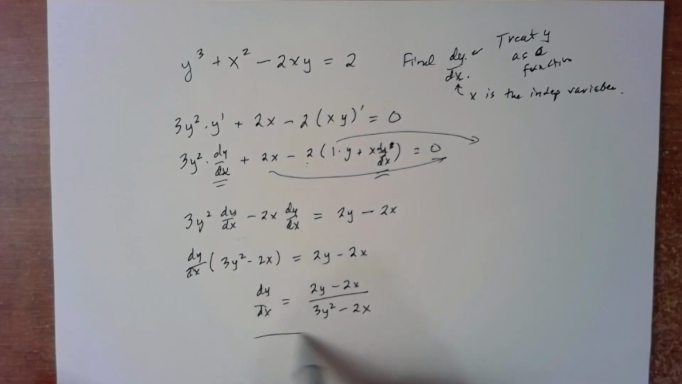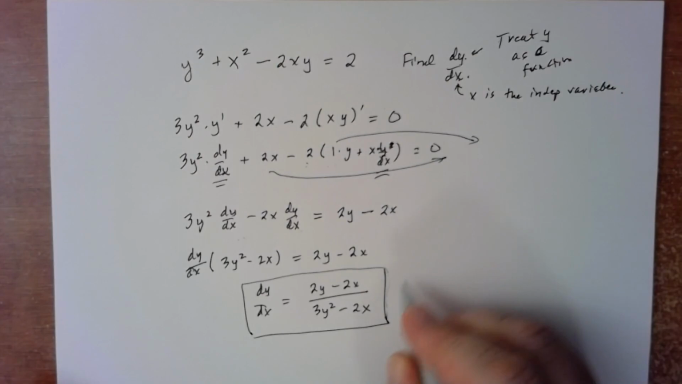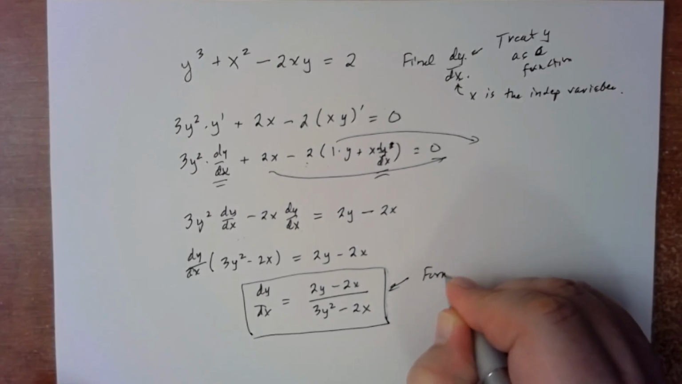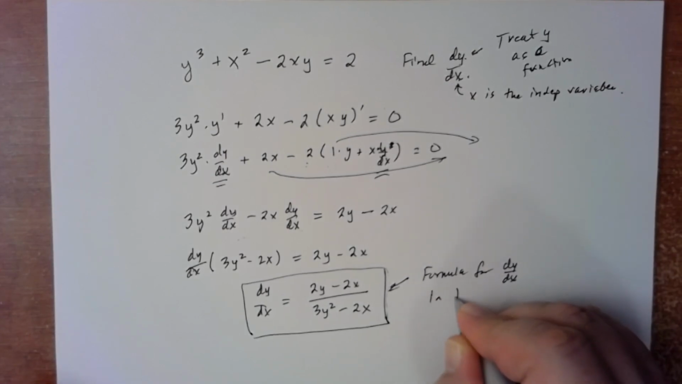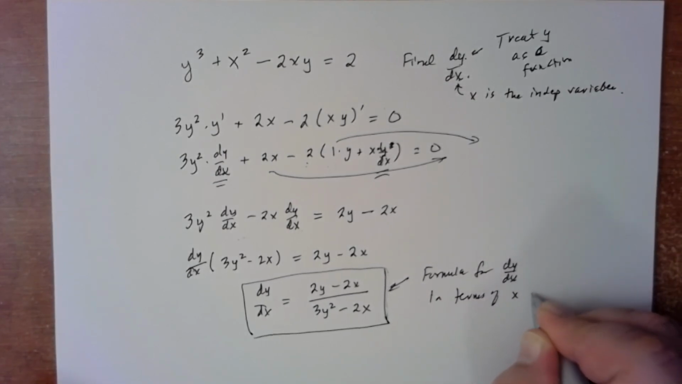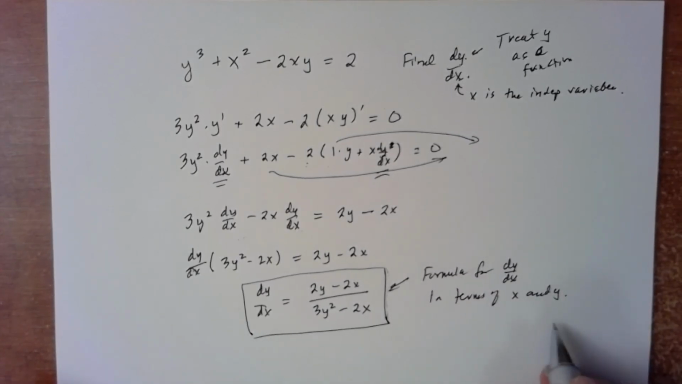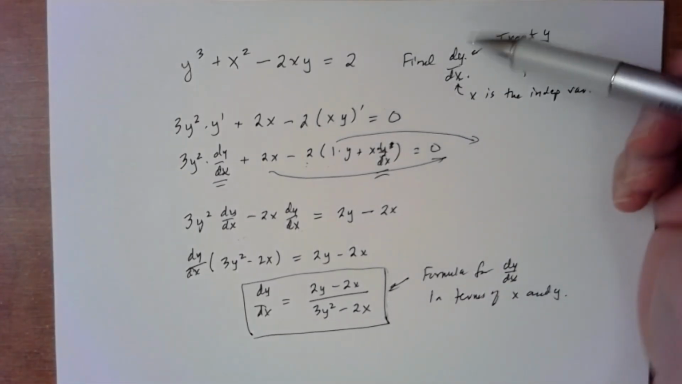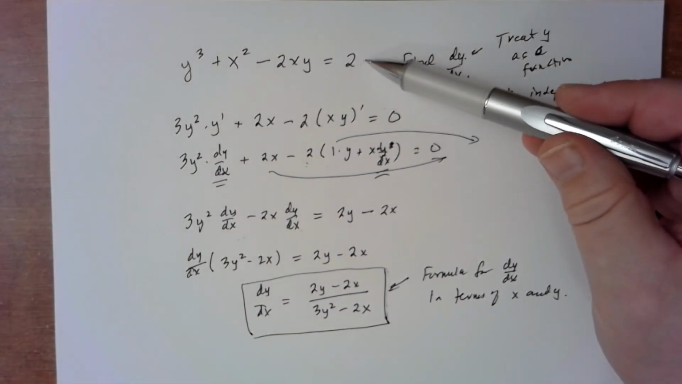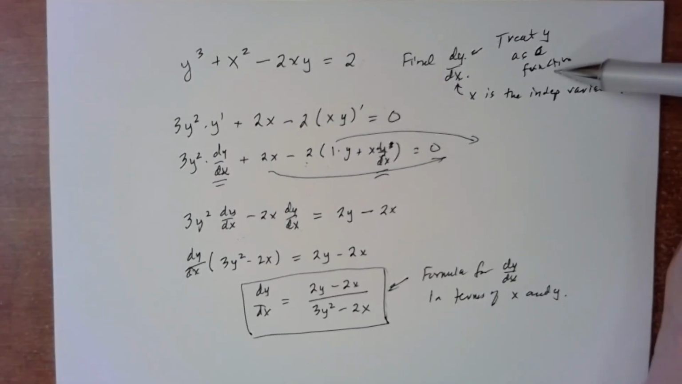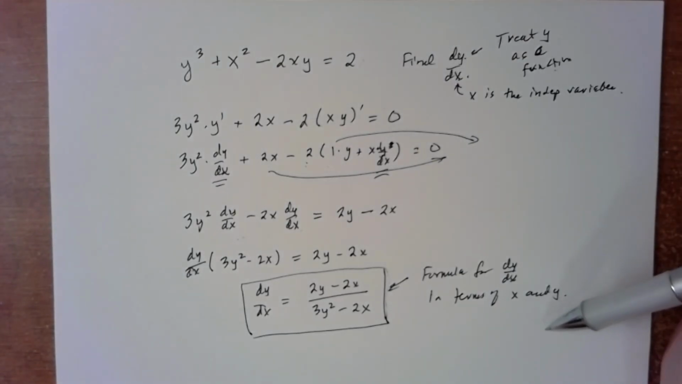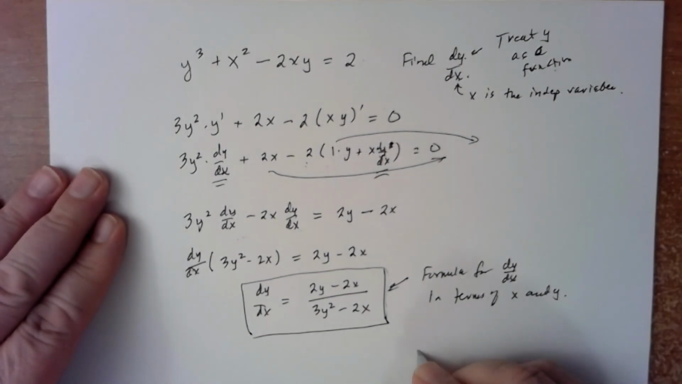Good, and so what's nice about this is that we have a formula for dy over dx in terms of x and y, right? And so even though my original expression was not explicitly defining y as a function of x, we can implicitly define it that way and still find a formula for the derivative. And so this is the process of implicit differentiation.